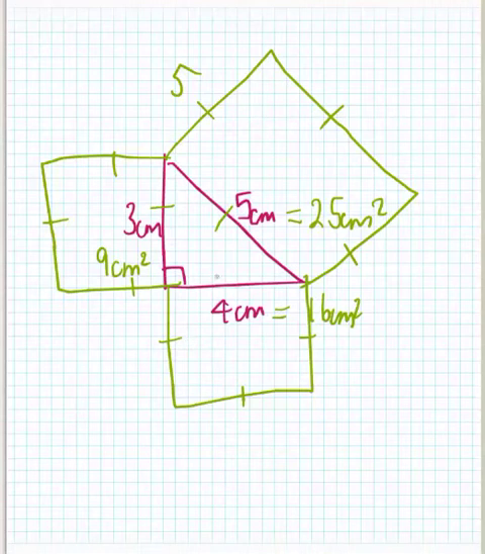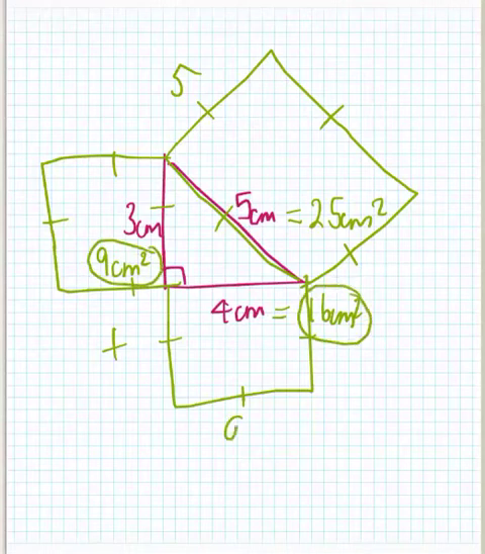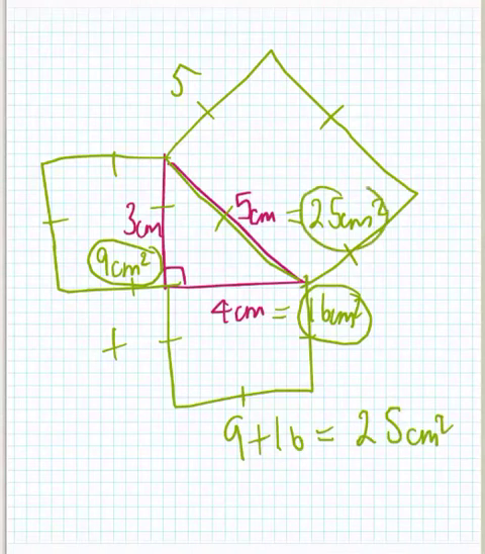And that theorem states the square of the hypotenuse, so this line here, when I square it, is equal to the sum of the squares of the other two sides. Sum means we add them. So if I look at these two squares and I add them, I've got the area is 9 centimeters squared and this area is 16. 9 plus 16 gives me my 25 centimeters squared. And there it is.